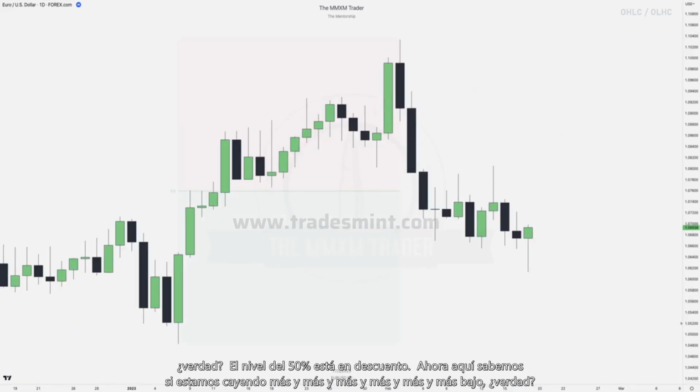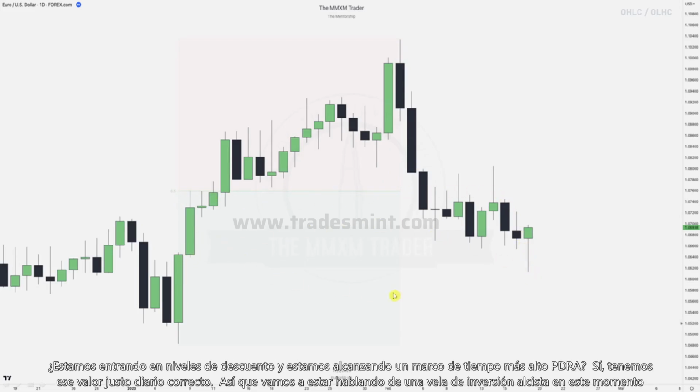Over here we've got a Euro USD daily chart, right? Where is our discount and premium levels? We go from this low until this high, right? 50% level is in discount. Now over here, we know if we're dropping lower and lower and lower, we're going into discount levels.